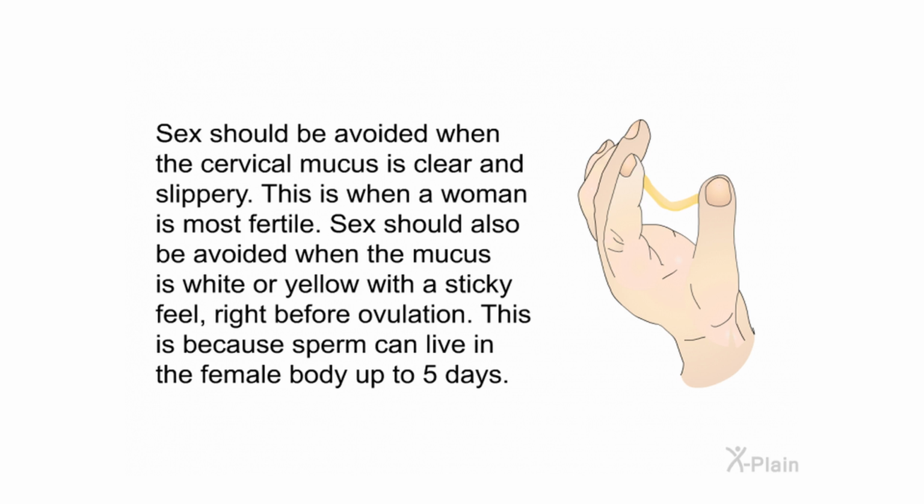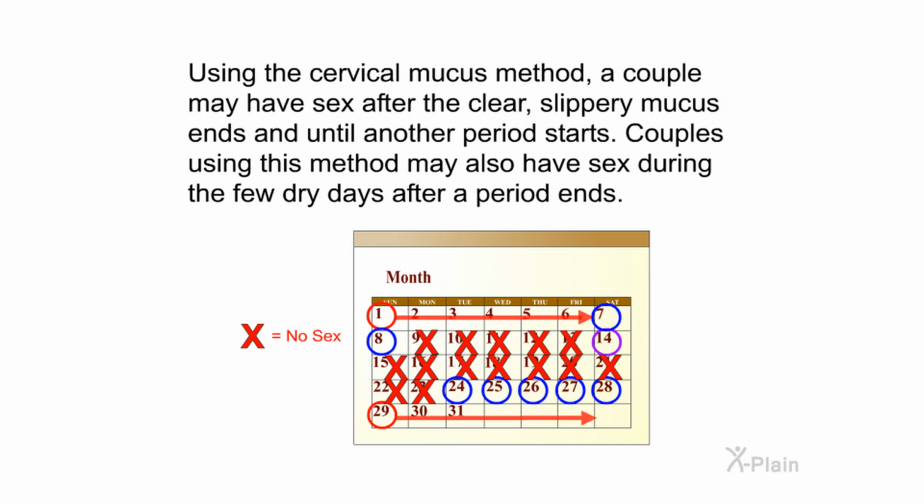Sex should be avoided when the cervical mucus is clear and slippery. This is when a woman is most fertile. Sex should also be avoided when the mucus is white or yellow with a sticky feel right before ovulation. This is because sperm can live in the female body up to 5 days. Using the cervical mucus method, a couple may have sex after the clear, slippery mucus ends and until another period starts. Couples using this method may also have sex during the few dry days after a period ends.